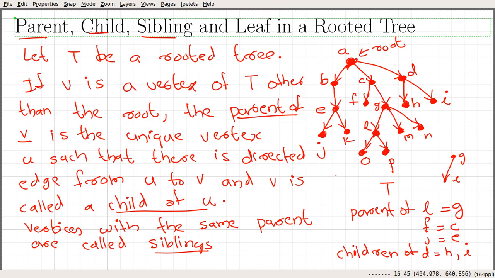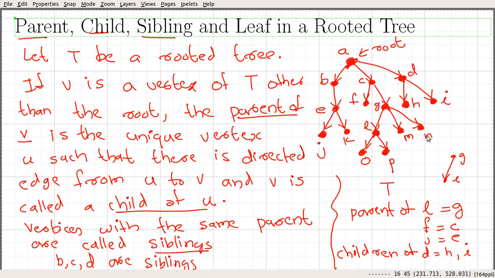For example, if we consider this graph, B, C and D are siblings because they have a common parent, in this case A. Similarly F and G are siblings because they have a common parent. Similarly L, M, N are siblings, since they have this common parent G.